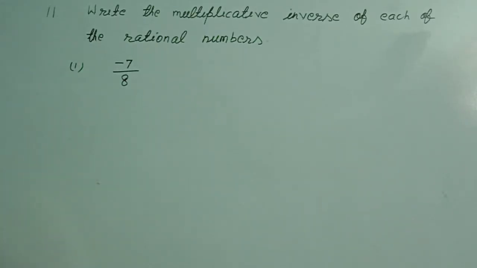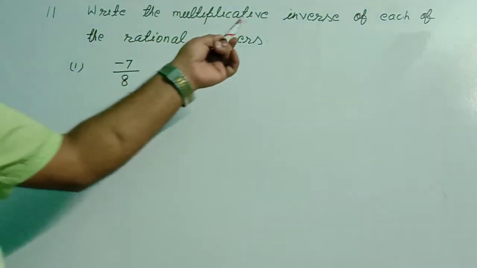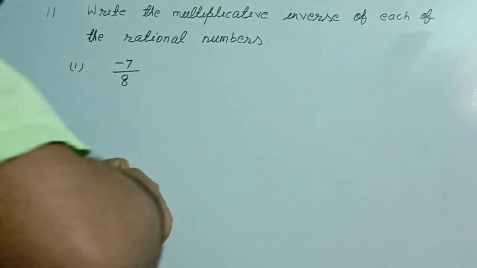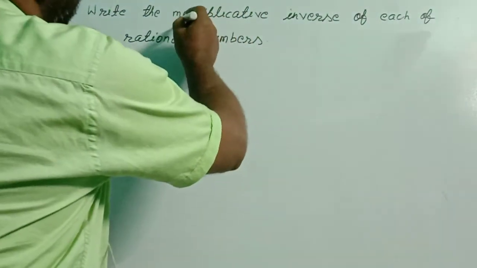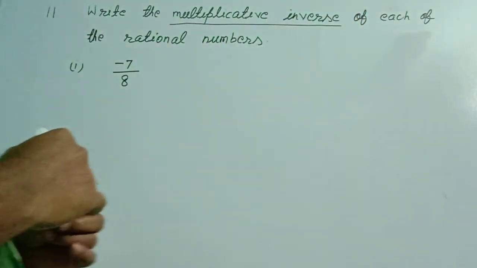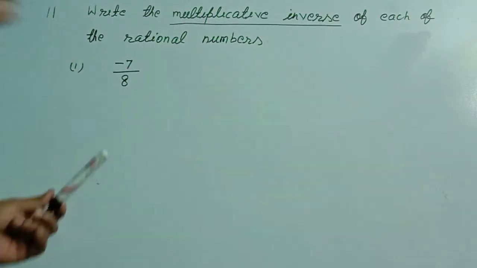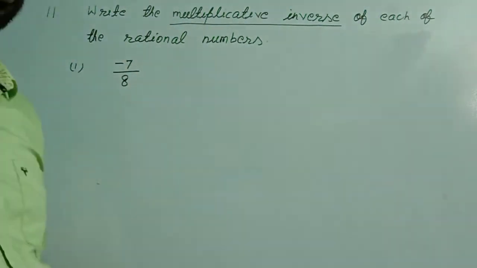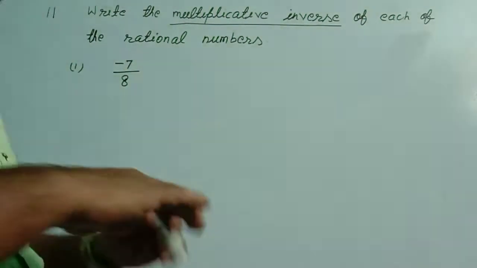Question number 11, write the multiplicative inverse. In the last question you saw the explanation of additive inverse. Now we will see the explanation of multiplicative inverse of each of the rational numbers. This rational number is given. So what is the multiplicative inverse?